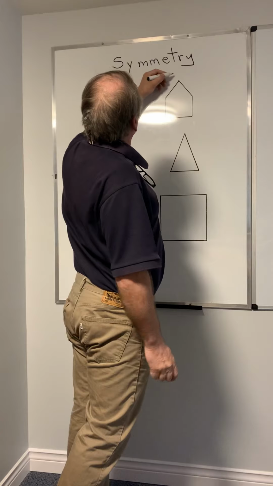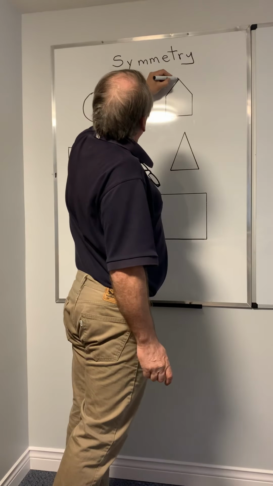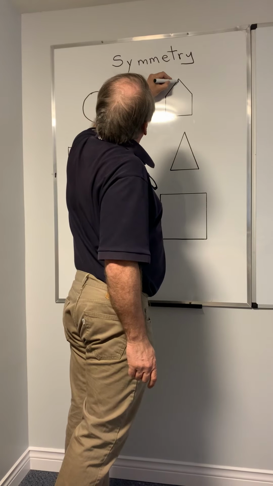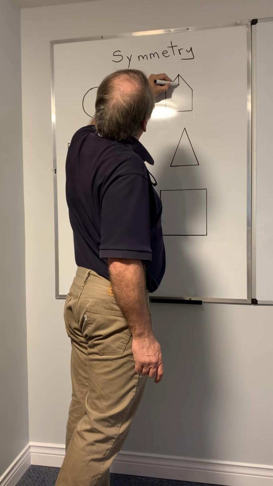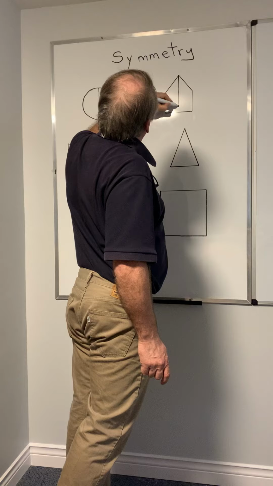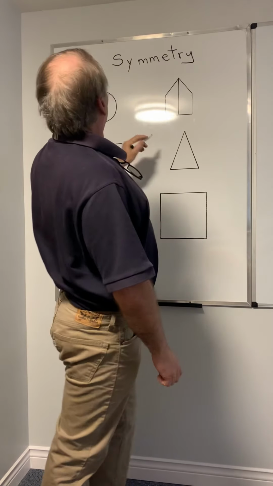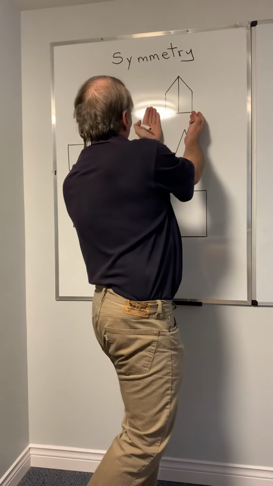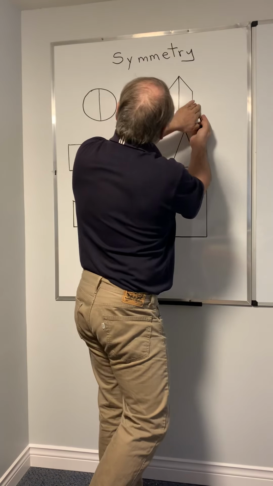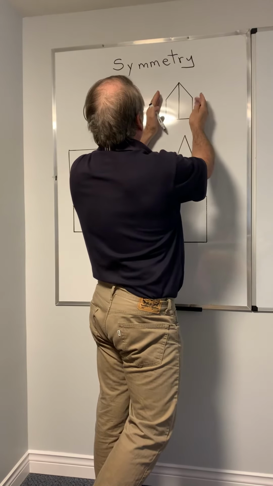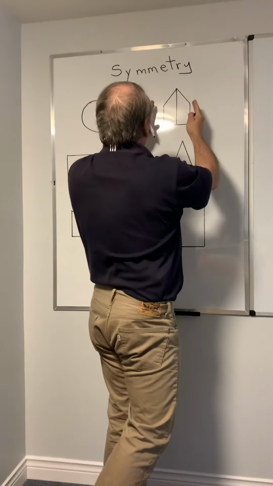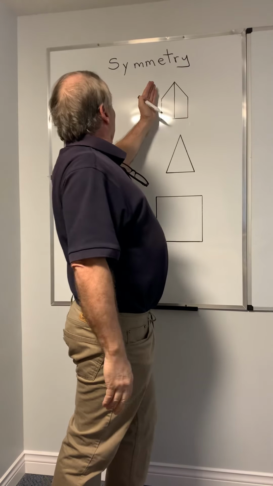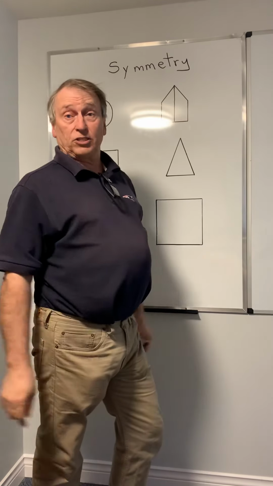So what I'd have to do with this one, in order to get a mirror image, is take the house and cut that house right down the very middle. So I've got this side. If I fold it over, it's the mirror image of this side. So both of them are exactly the same. It's like looking in the mirror and you're seeing the other side of it.